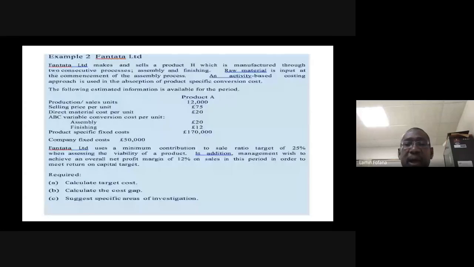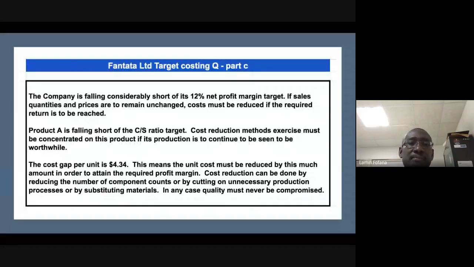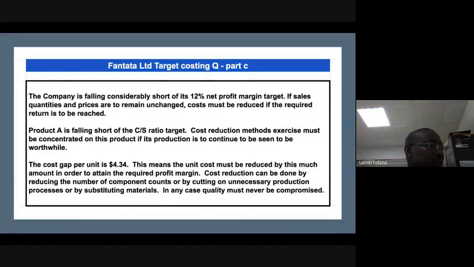So the C part, as you will see here, will be an explanation of what I've just started. So you've already calculated your unit cost using your ABC. That's your current technique. And you had 70.33. And by using your target cost, you want to produce this product at 66 pounds per unit. So you have a cost gap, a difference of 4.34.